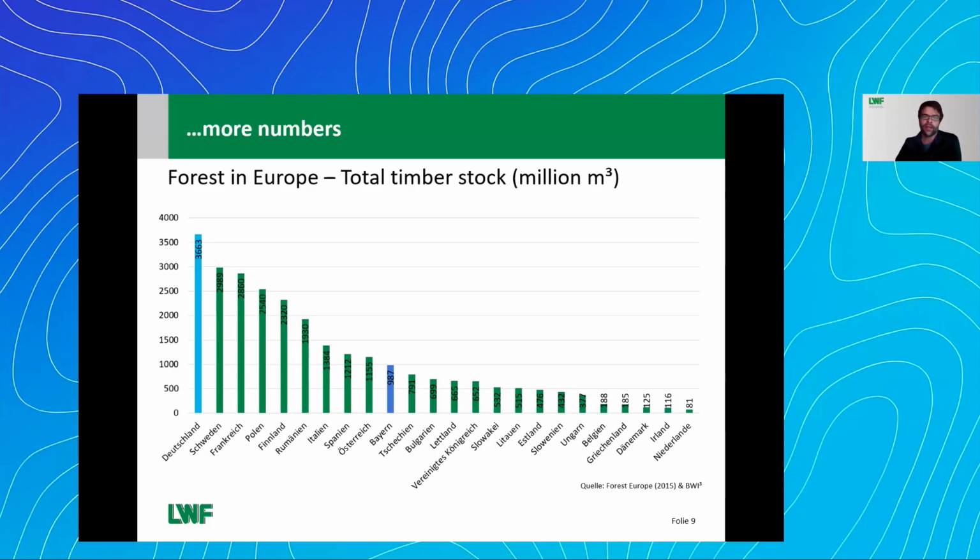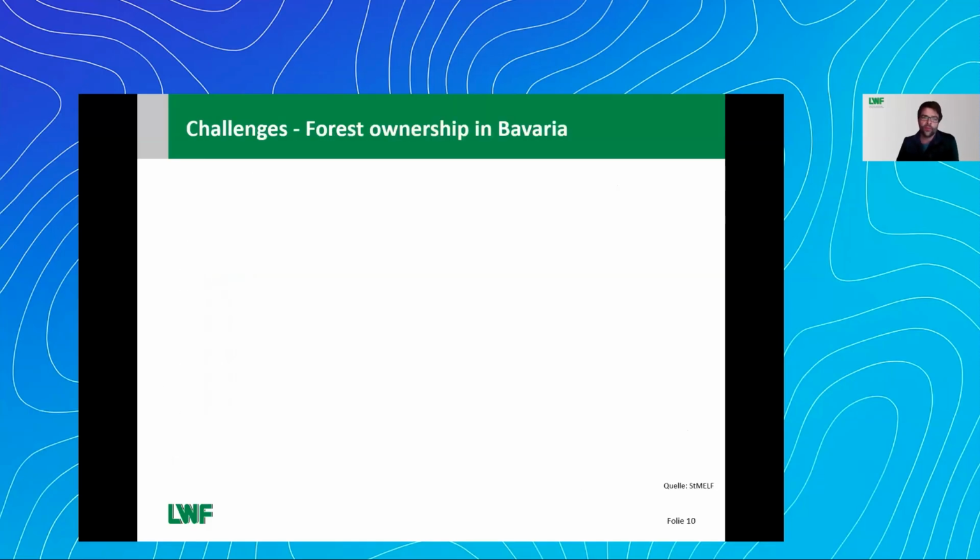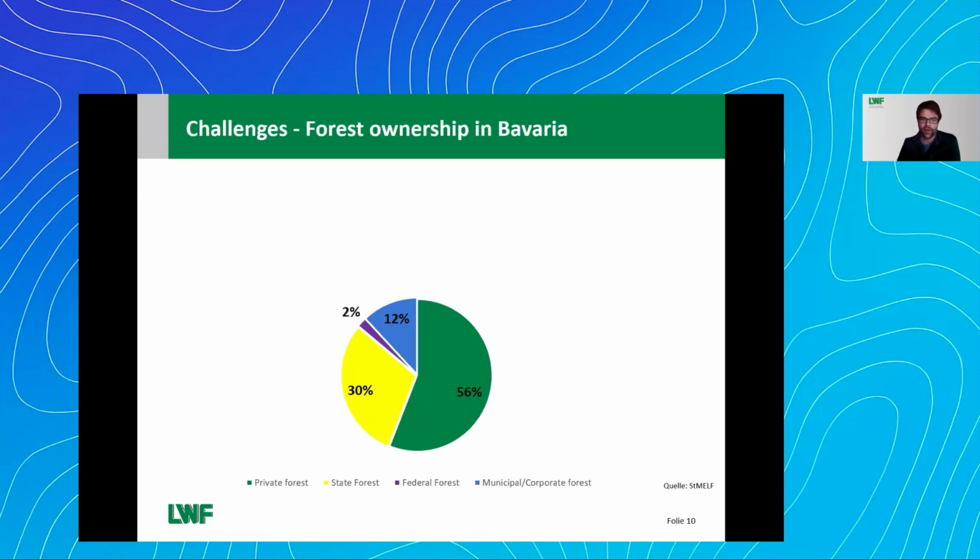So that almost sounds like a paradise for forestry here, but of course we have some challenges. Let's have a look at the forest ownership structure in Bavaria. So you can see the yellow is state-owned forest, so Bavarian forest. 2% is federal, which is mainly military training grounds, and 12% is municipal forests, which is villages, cities mainly. So more than half, 56%, are privately owned.